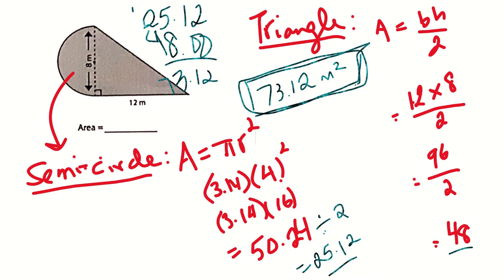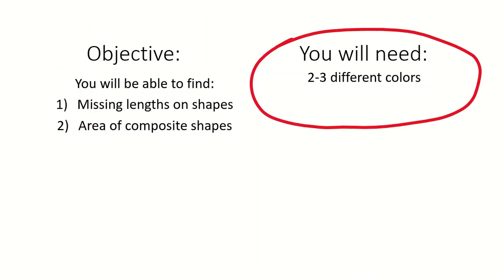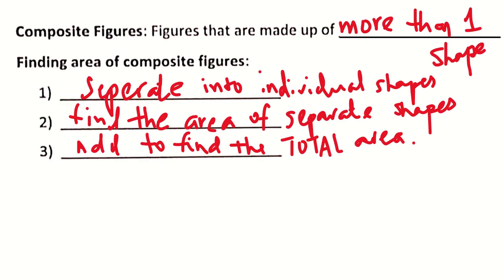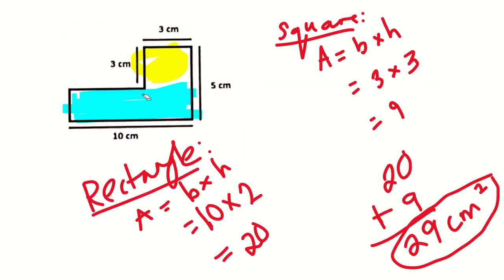Here's the basics about composite shapes. Do you think you meet this objective? Can you find missing lengths? Of course, we'll do more practice on this. Can you find the area of composite shapes? At least, for today, the simple ones. Can you separate a shape into smaller shapes? Can you find the individual areas first and then add them back together? Okay, so this is the main topic for today. If you can check off on those objectives, that means you understand and you should be able to do your homework.